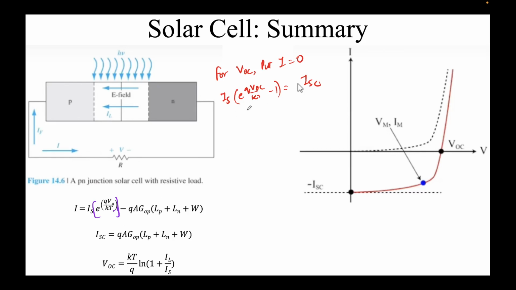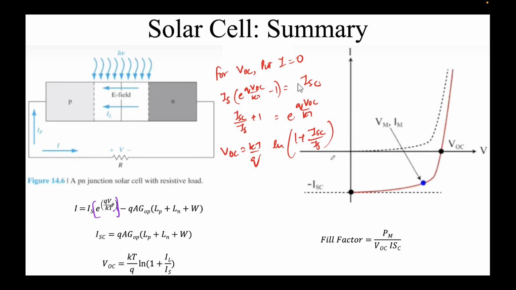So from this I can get ISC by IS plus 1 equal to e to the power Q VOC by KT. Take the logarithm, so you get VOC equal to KT by Q times the natural log of 1 plus ISC over IS, which is the expression here. IL is nothing but the current due to light. So these are various forms. I light, I photo current, or I short circuit essentially mean the same thing.